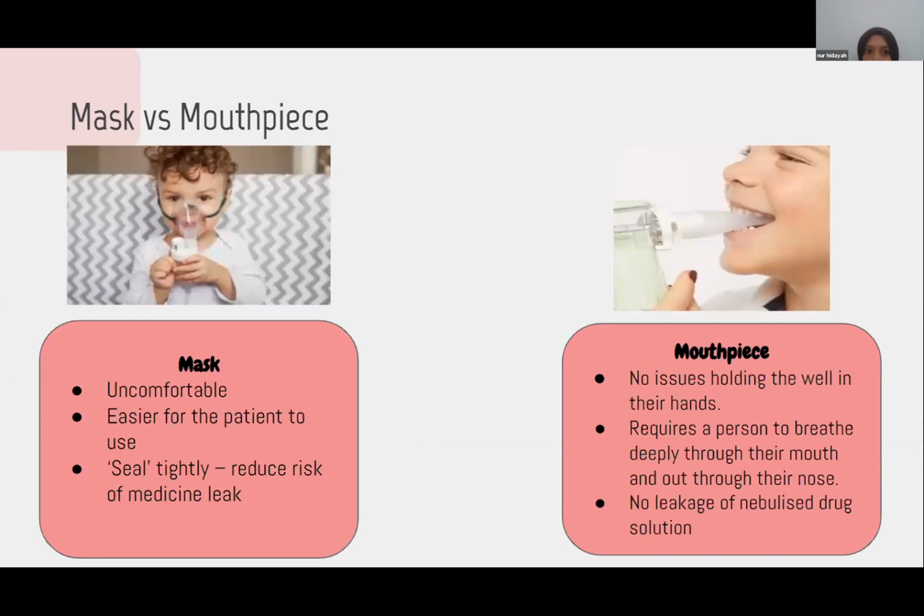So there are 2 types of nebulizer, which are mask and mouthpiece. First, mask. It is for the children who cannot hold the mouthpiece well. So this mask is easier for the patient to use, but it is a little bit uncomfortable. So we must seal tightly the mask to reduce risk of medicine leak.